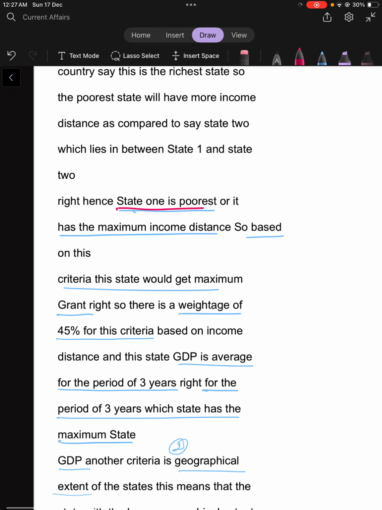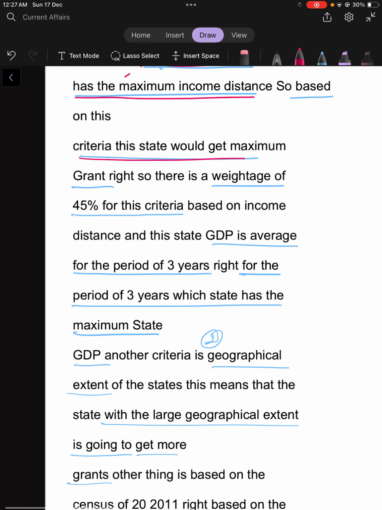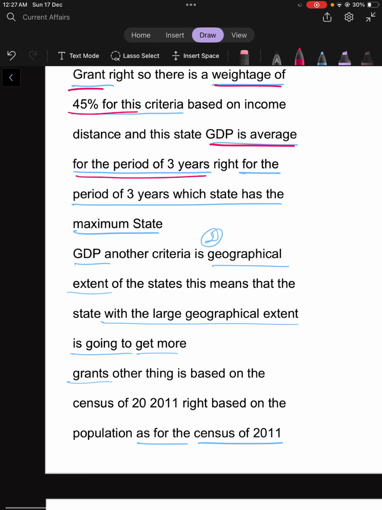The state which is poorest has the maximum income distance. Based on this criteria, the poorest state will get the maximum grant. The weightage of this income distance is 45%. Then GDP is the average over a period of 3 years. A state which has a maximum state GDP will get the minimum grant.